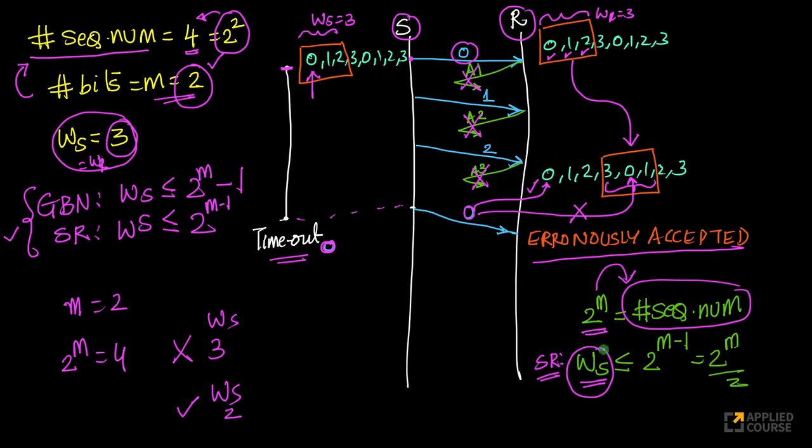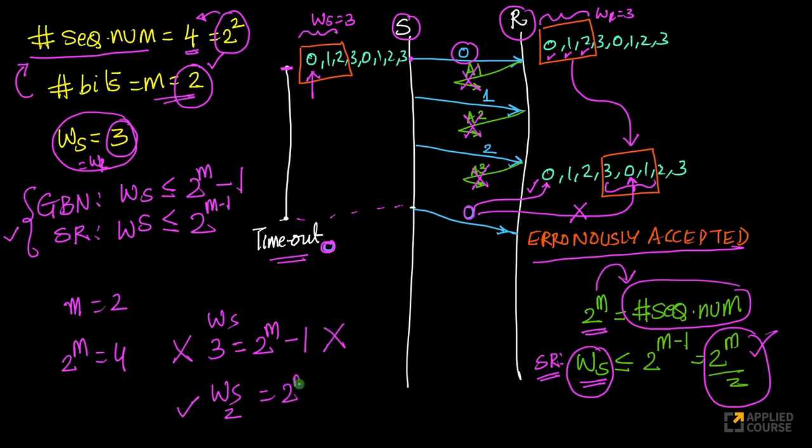In other words, my window size should be less than or equal to 2 power m by 2. This is very, very important. Again, we have shown a simple example that it can't be equal to 2 power m minus 1. What is this? This is 2 power m minus 1, and this will not work.